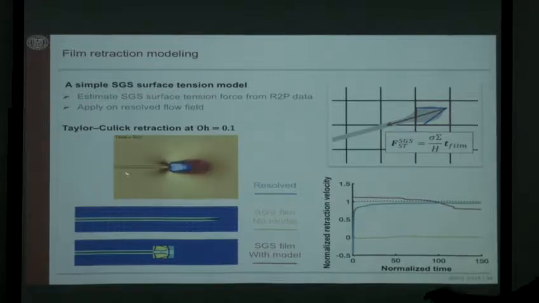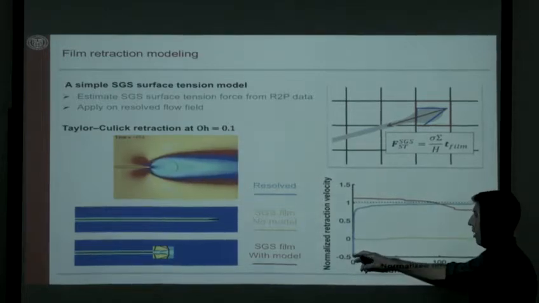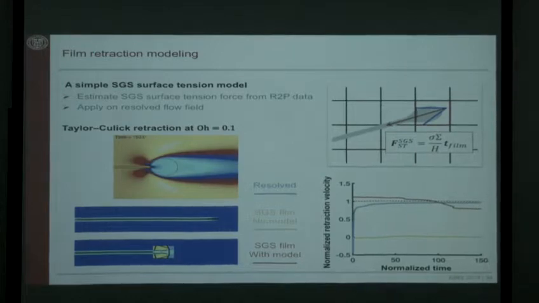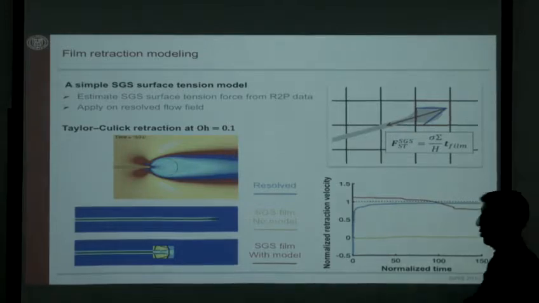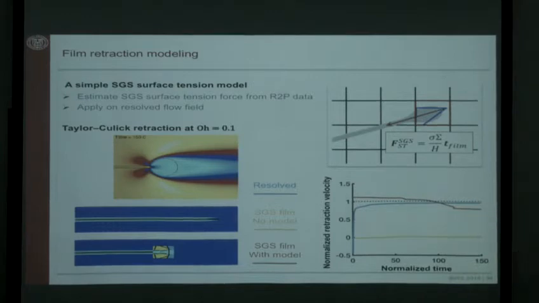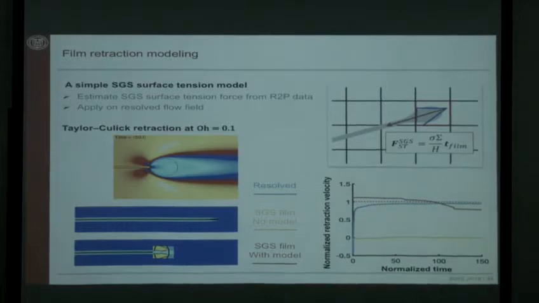So we can look at this Taylor-Culick flow. This is a fully resolved flow. It gives us a normalized retraction velocity that goes to the theoretical value. If we don't model the retraction, and put a subgrid scale film represented with our two-plane reconstruction, nothing happened. There's no retraction. We get this film that flaps around. Retraction velocity is 0. Finally, if we put in a model, we get back a rim that looks initially a little rough, but has more or less the right retraction velocity.